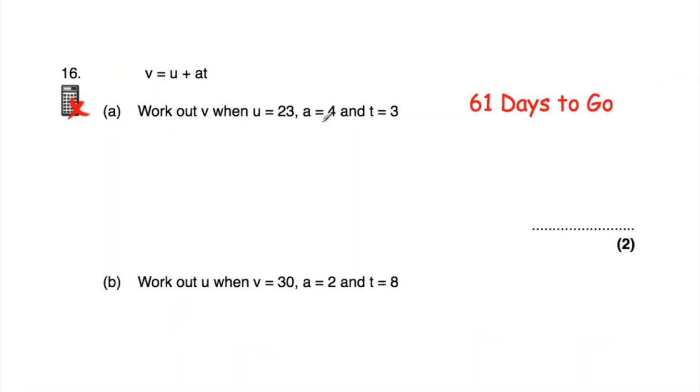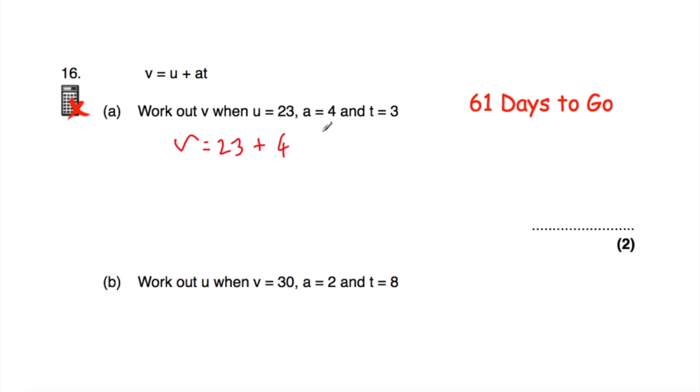Okay, question number 16. Question number 16 is on substitution. So we've got V equals U plus AT. And we've been asked to work out V whenever U is equal to 23, A is equal to 4, and T is equal to 3. So in terms of this, well, we've got V is equal to U, which is 23, plus A times T.